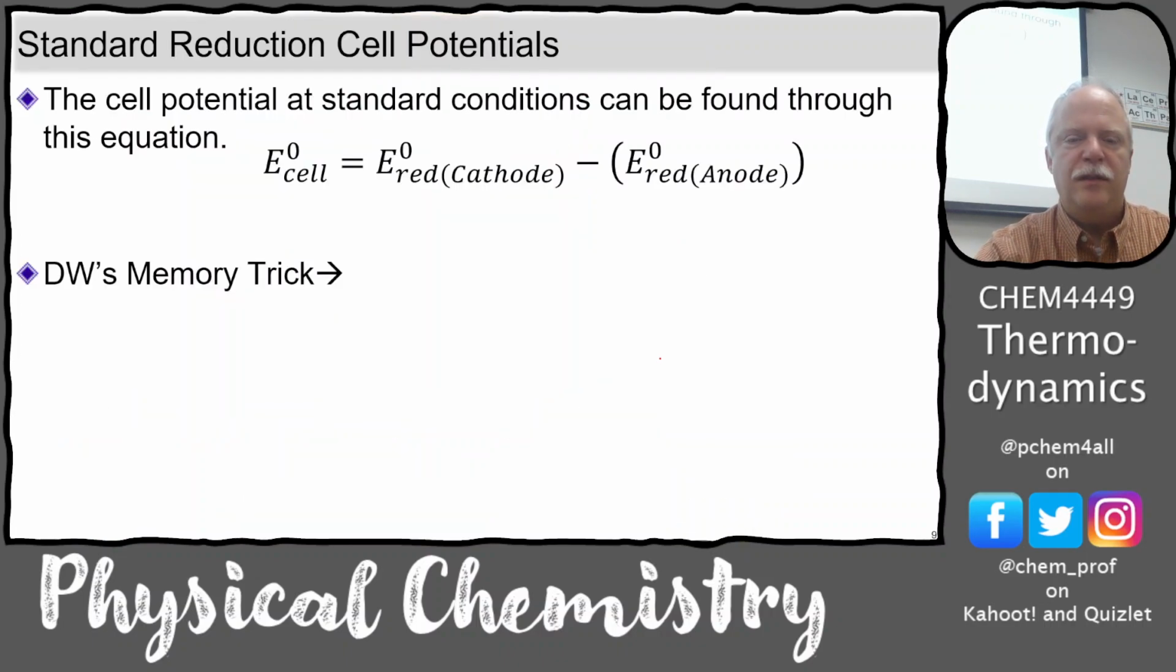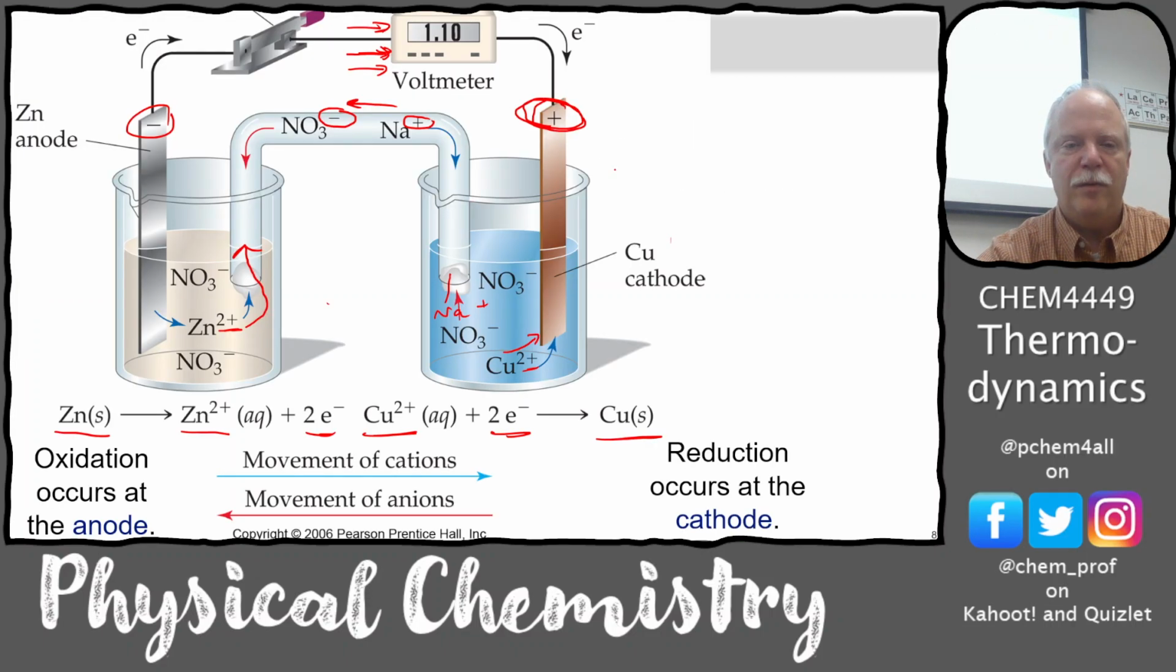So here we have this reduction cell potentials. We'll see a table here in a minute of the reduction cell potential table, and it has all of the reactions written as reductions. And so for the oxidation reaction, you have to flip that reaction to make it an oxidation, and then you have to change the sign on the reduction reaction that takes place at the anode. Let me go back here and show you. This is the zinc anode, and the anode is where oxidation takes place.